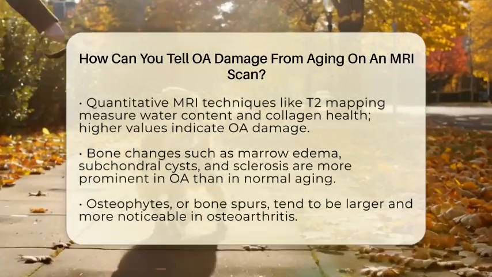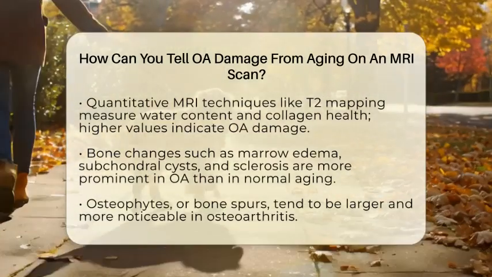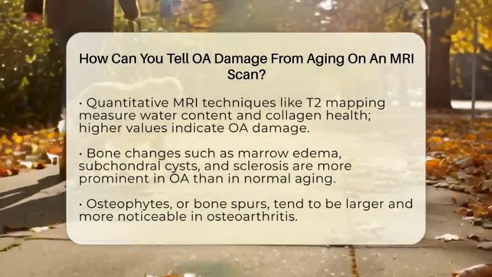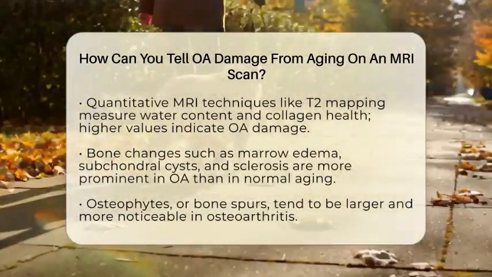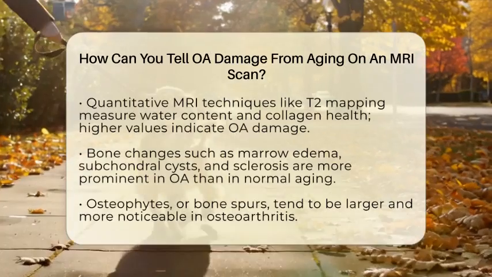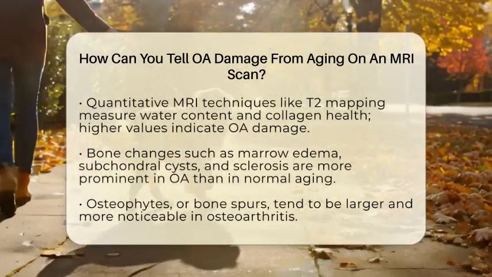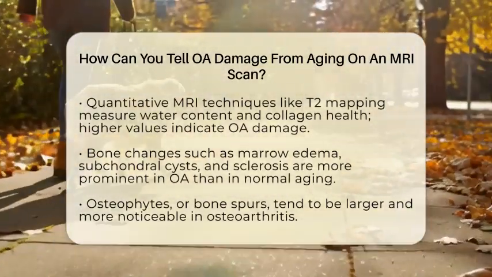Mild bone marrow signal changes can happen with age, but osteoarthritis causes more noticeable bone reactions. These include bone marrow edema, which looks like fluid buildup inside the bone, subchondral cysts that are fluid-filled cavities under the cartilage, and increased bone density called subchondral sclerosis. These features show the bone's response to joint stress and cartilage loss.